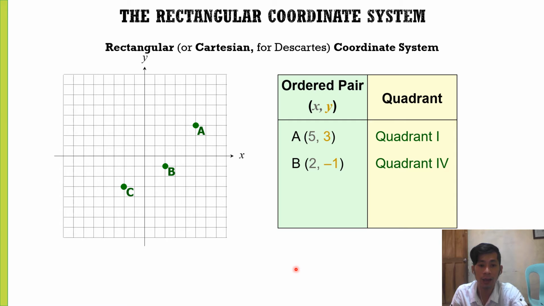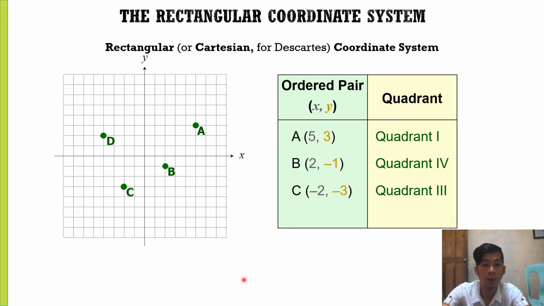Let's have another point, point C. Point C is (-2, -3). And that is in quadrant 3 because x is negative and y is negative. How about point D? That is, very good, (-4, 2). That is in quadrant 2.